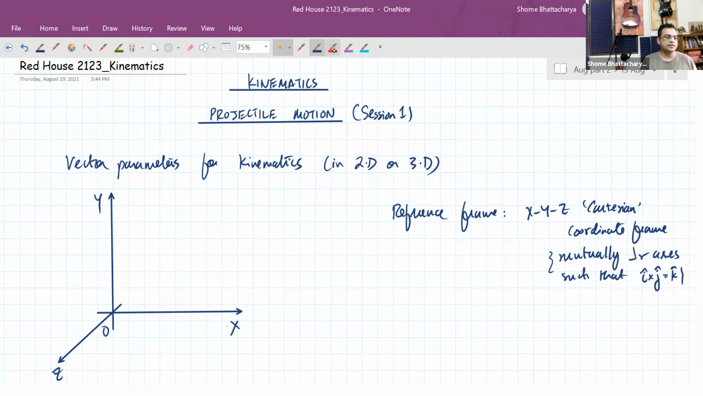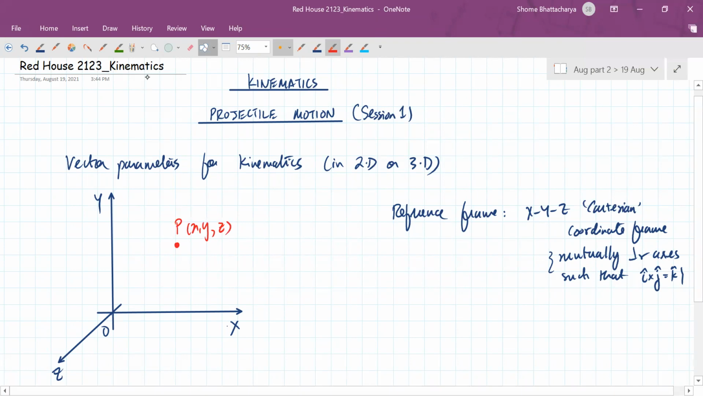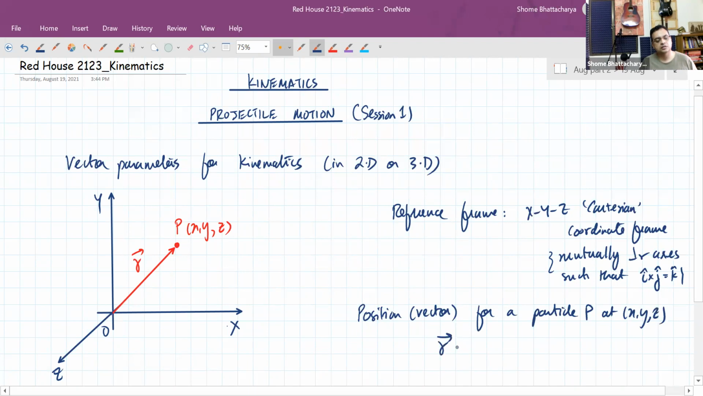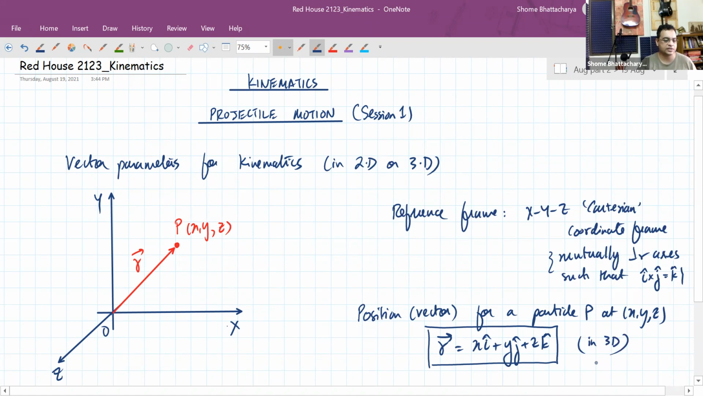Now, if a certain particle is located at a certain position X, Y, Z, even though in my diagram it looks like it's in the XY plane, just imagine that it's actually outside the XY plane. So it has a Z coordinate also, outside the plane of the board. Then the first definition that we have, which we've seen earlier, is position expressed as a vector for a particle P at the point X, Y, Z. The position vector is nothing but the vector joining the origin with the point where the particle is located. So it is X i cap plus Y j cap plus Z k cap. This becomes the vector notation definition of position in 3D. If it is 2-dimensional, then of course we will write it as just X i cap plus Y j cap.